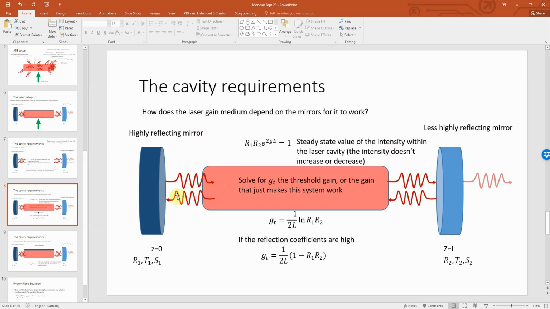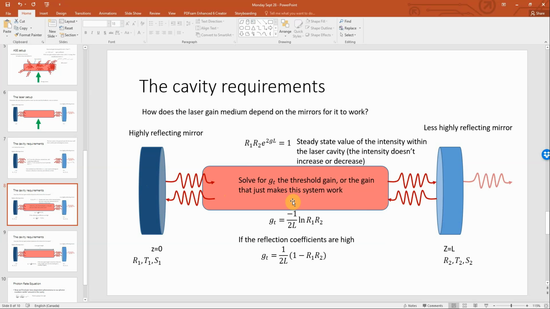But anything that goes off to the left will bounce off this mirror and come back to the right, and then that could get amplified through here. Come to this mirror, most of it will get bounced back to the left and then get further amplified here. And so that will be that feedback mechanism that's required in order to get this laser to work.